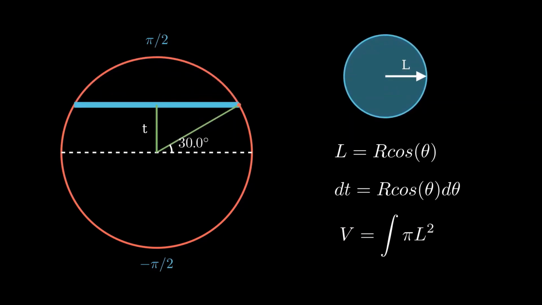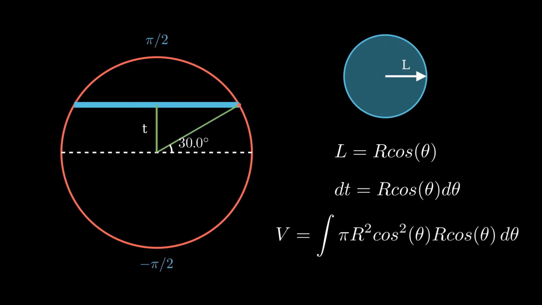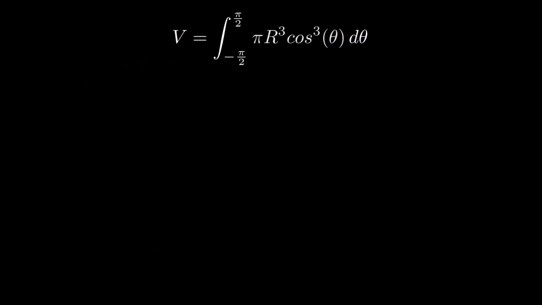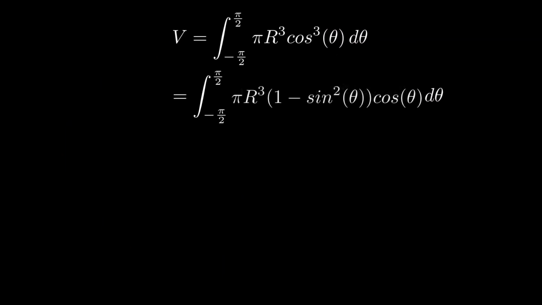Subbing this all into the integral, we get that the volume of the sphere is given by the integral of pi r cubed cosine cubed theta d theta, with bounds minus pi over 2 to pi over 2. Evaluating this integral, we get that the volume of a sphere is 4/3 pi r cubed.